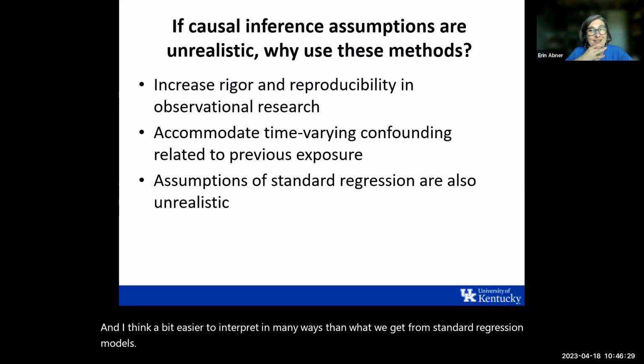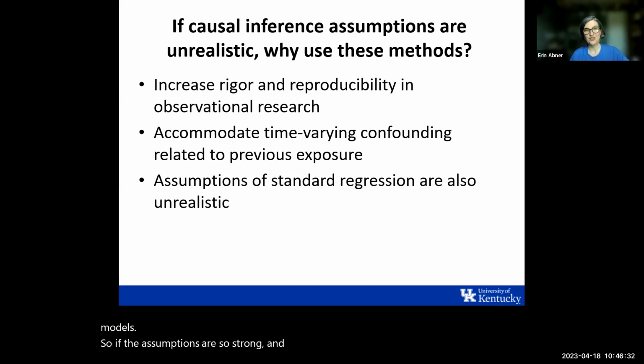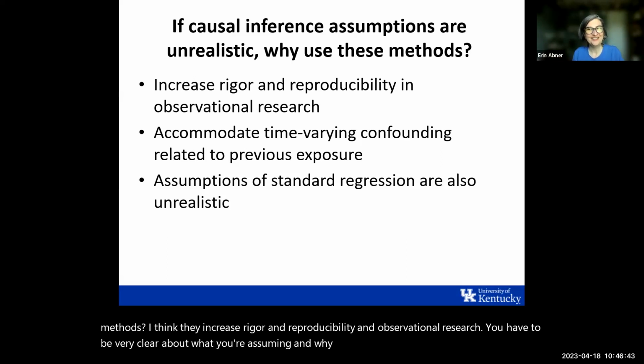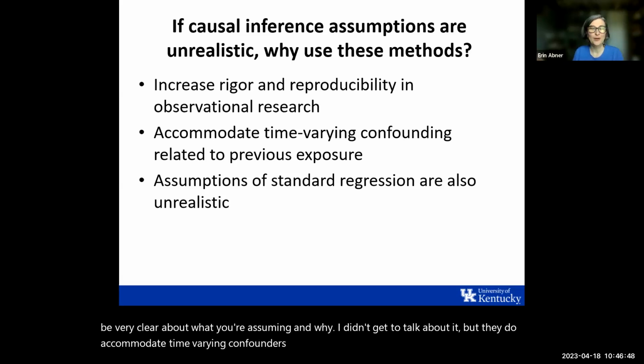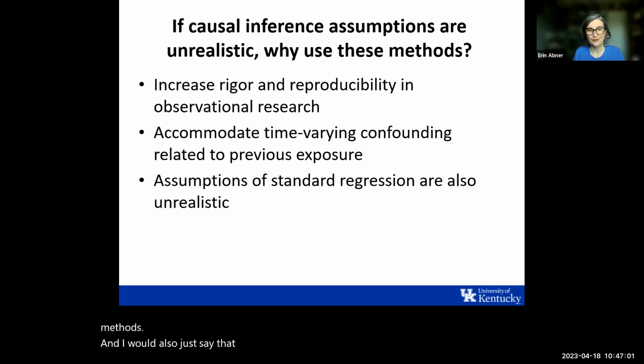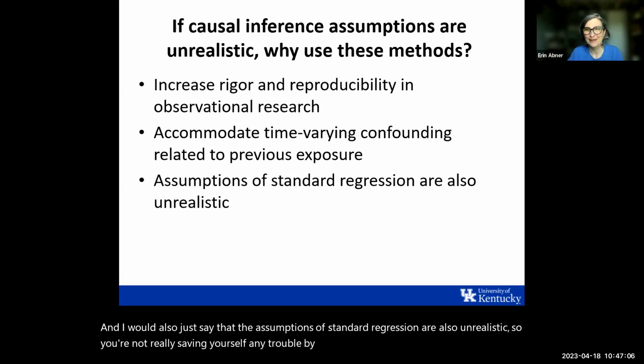So if the assumptions are so strong and unrealistic, as I've mentioned, why would we use these methods? I think they increase rigor and reproducibility in observational research. You have to be very clear about what you're assuming and why. I didn't get to talk about it, but they do accommodate time varying confounding in a way that statistical regression models cannot. So if you have time varying confounding in your research area, you need to investigate these methods. And I would also just say that the assumptions of standard regression are also unrealistic. So you're not really saving yourself any trouble by avoiding these methods for that reason.